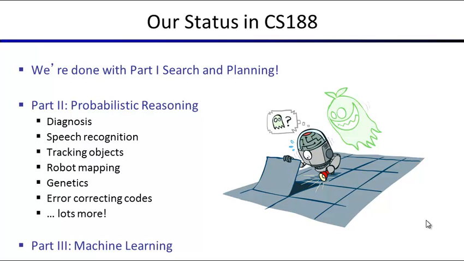What's our status? We're done with part one. Part one was about how to make decisions, and it was all about search and planning in different kinds of environments. Now we're going to switch gears to probabilistic reasoning. What are some applications of probabilistic reasoning?